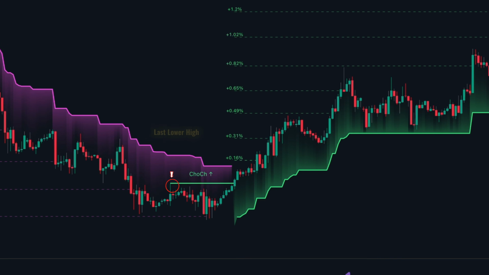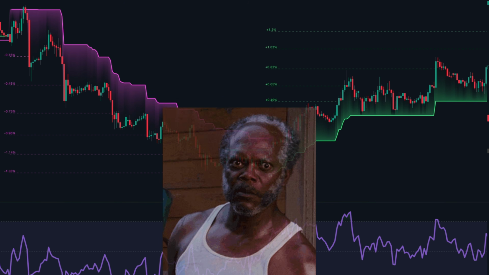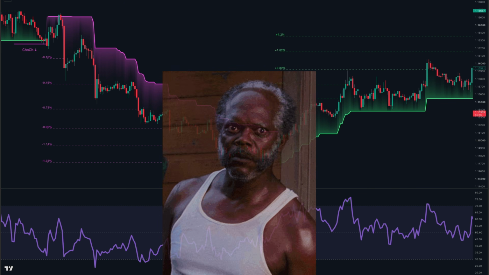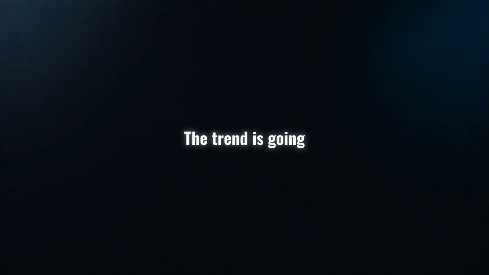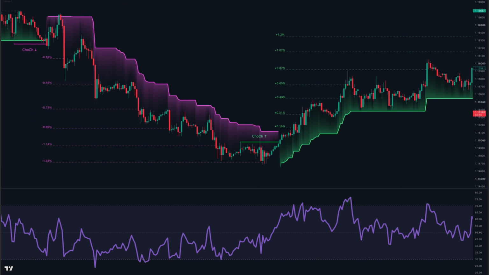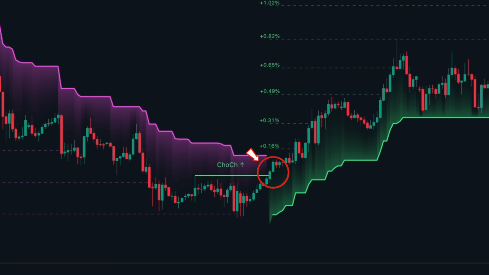The last lower high is the level sellers are defending, so a candle closing above it breaks that structure. Now, here is the part most people get wrong. A break in the same direction the trend is going is just continuation. Only a break against the trend counts. And the candle body has to close past the level, a wick is not enough.